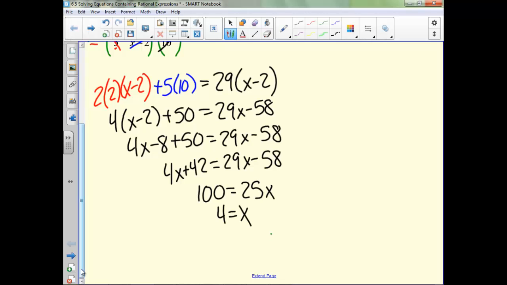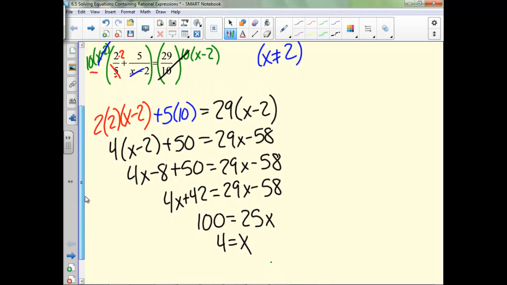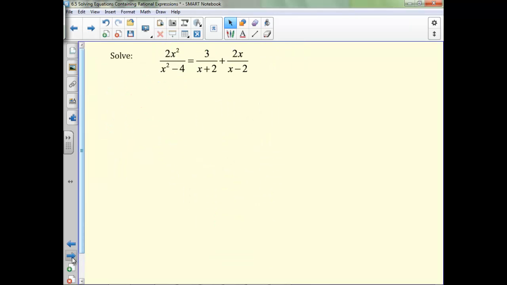And now we have to make sure, was 4 one of the numbers we said x couldn't be? And no, it's not, because x couldn't be 2. So here's our answer. If you wanted to check your work, you could plug that into the original and make sure you get the same thing.